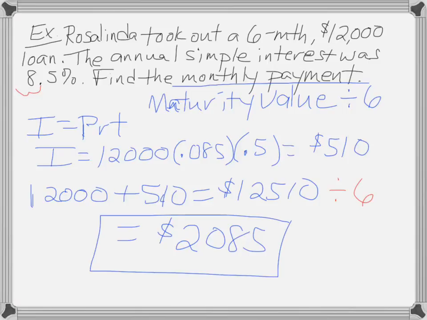So they did not ask us to find each one of these individual steps. They didn't ask us to find the interest or the maturity value, but we had to find all of those things to get to their final question, the monthly payment.